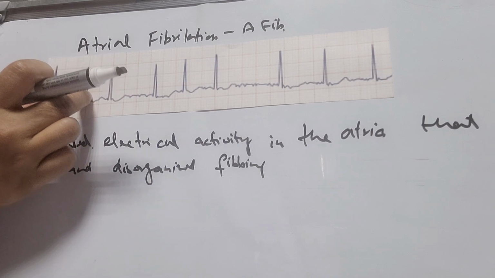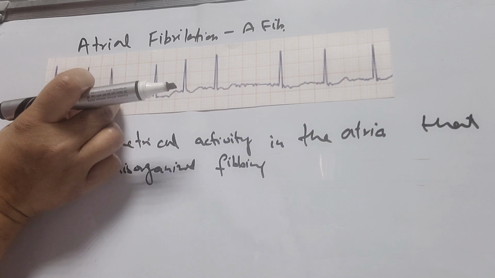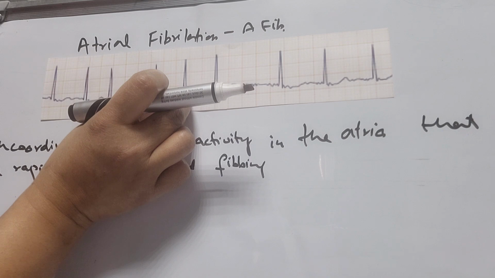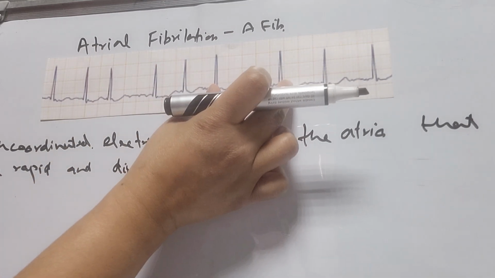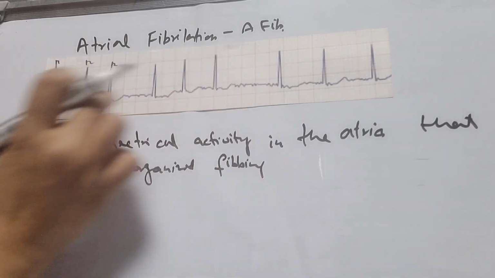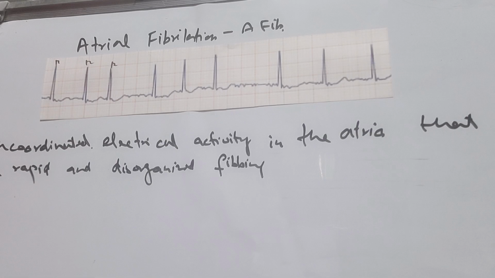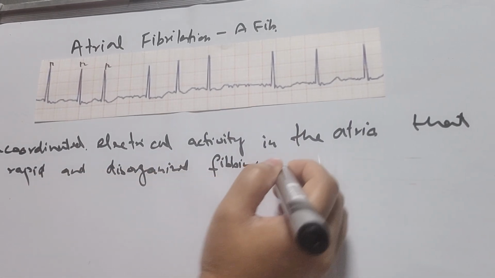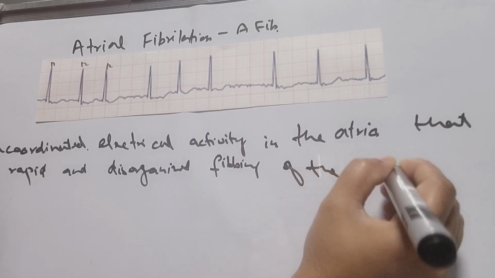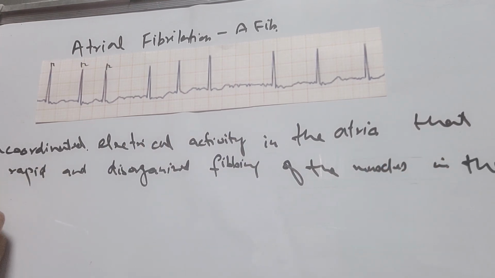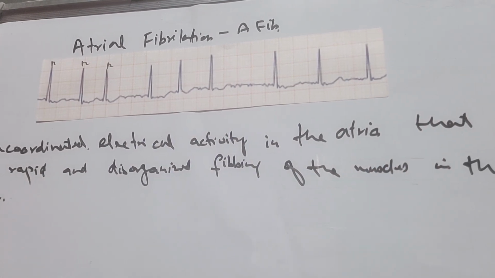Some have more gap, little gap, again too much gap, again small gap, then again too much big gap. So all have disorganized, irregular gaps, fibbing of the muscles in the atrium. So this is the definition of atrial fibrillation.